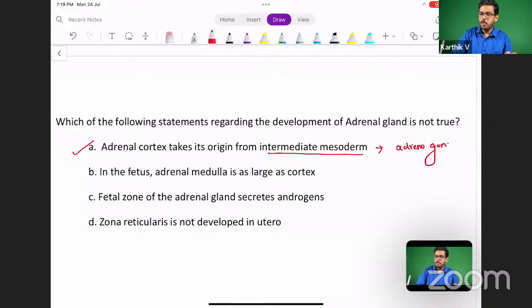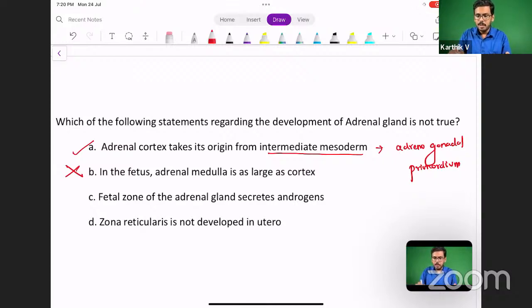adrenogonadal primordium, which eventually splits off into the primitive adrenal gland as well as the gonads. So intermediate mesoderm is the precursor for this adrenal gland development. And the next option, in the fetus, adrenal medulla is as large as cortex, which is a false statement. The adrenal cortex is always larger than medulla throughout the period of gestation.